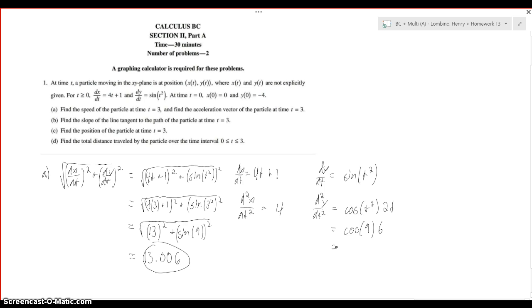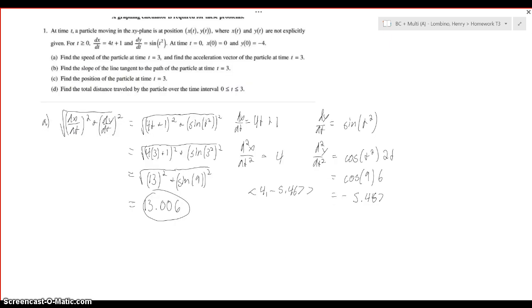Cosine 9 times 6 is equal to negative 5.467. Okay, and then we put that into vector form, so it's going to be 4, negative 5.467. There you go. There's part A, done.